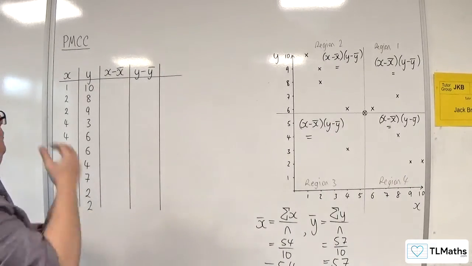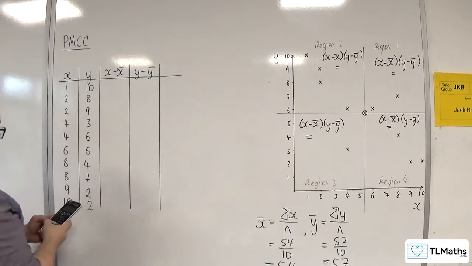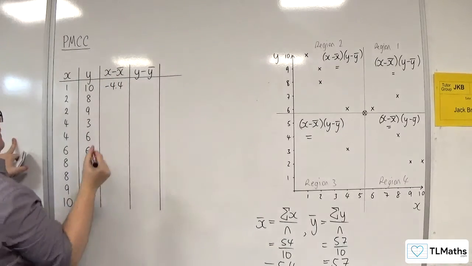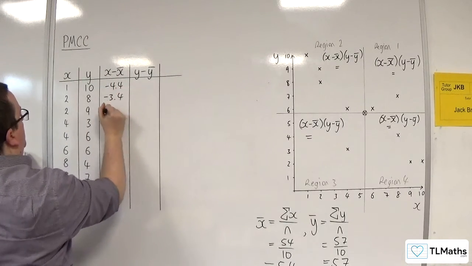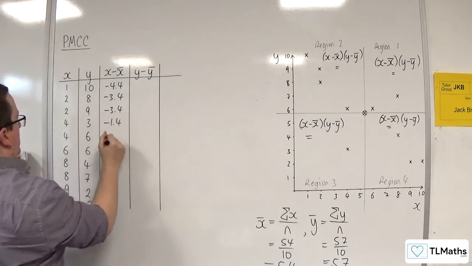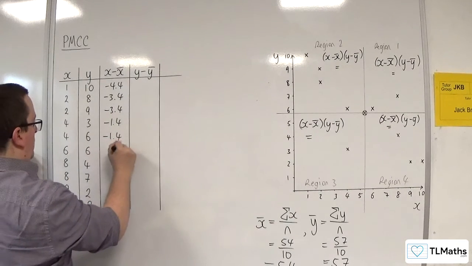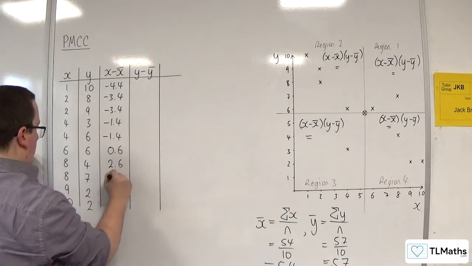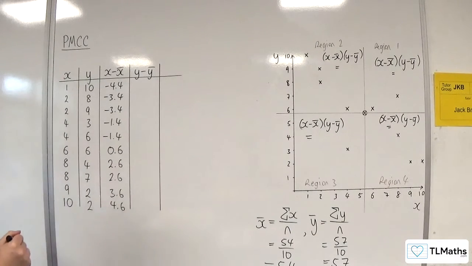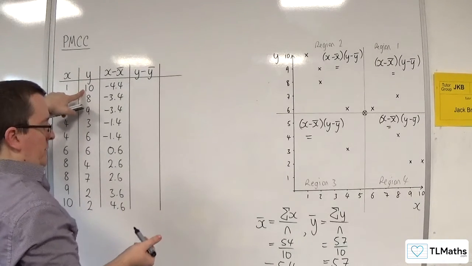We're going to be taking 5.4 away from each of the x values. So minus 4.4 for the first one, then minus 3.4, minus 3.4, then minus 1.4, minus 1.4, then 0.6, then 2.6, 2.6, 3.6 and 4.6.